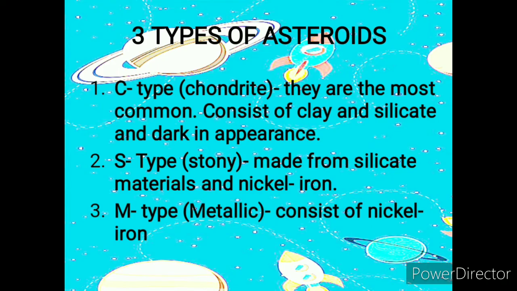And we also have the S-type. S-type is from the word stony. It is made from silicate material and nickel iron. So, there are two compositions that can be found in this type of asteroid: silicate materials and nickel iron. And number 3, the M-type, the metallic asteroid. It is mainly composed of nickel iron. So, these are the three types of asteroids based on their composition or their content.